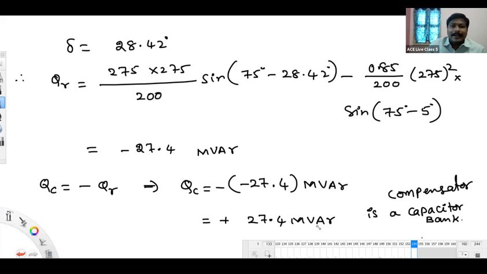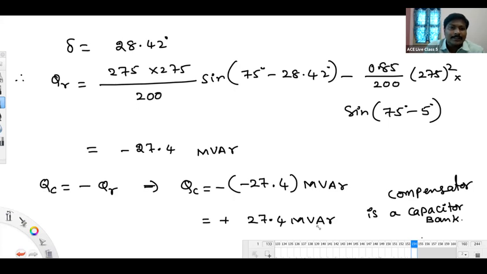I am saying it again and again. Don't think about the QC value being positive or negative only. That's also one factor, but you should check the direction of the Q also. Is it into the bus or out from the bus? That also we have to check.